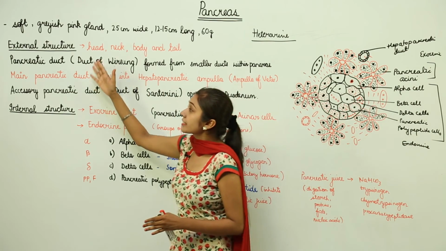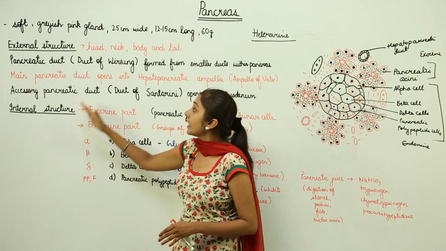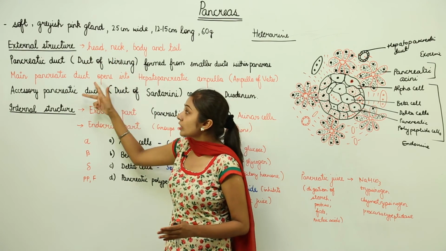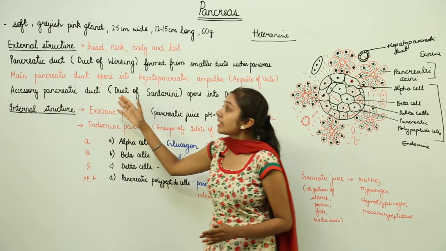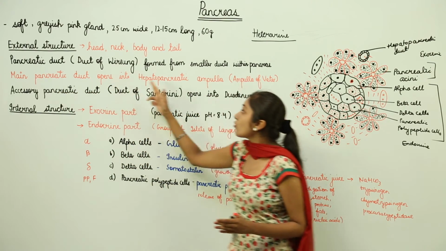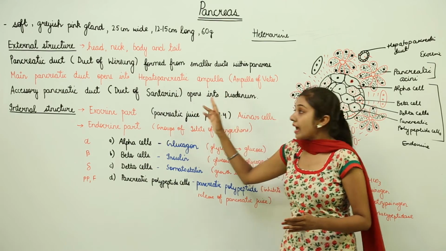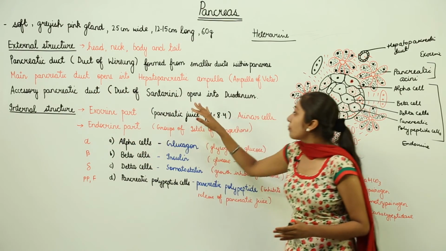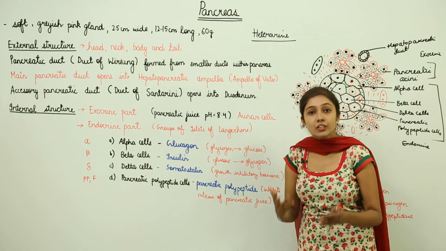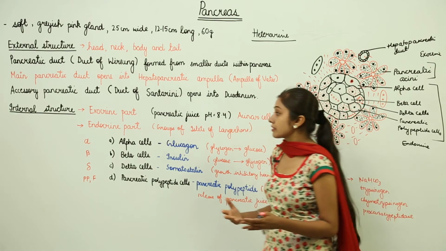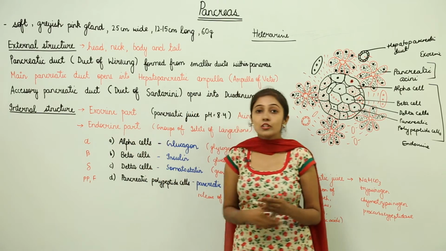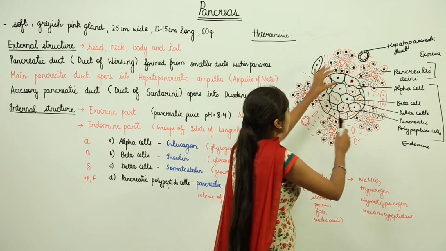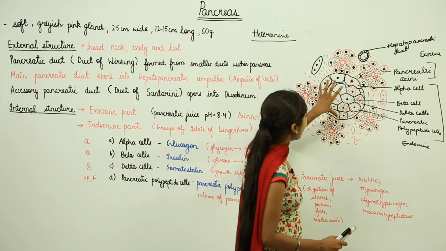So let's recall everything we have done so far. We have discussed the external structure and the internal structure, right. In the external structure, we have discussed two ducts: the main pancreatic duct and the accessory pancreatic duct. The main pancreatic duct opens into what? The hepatopancreatic ampulla, and the accessory pancreatic duct opens into the duodenum, and this is vestigial actually. It's not there in the case of humans. In the internal structure, we have two parts, the exocrine part and the endocrine part.